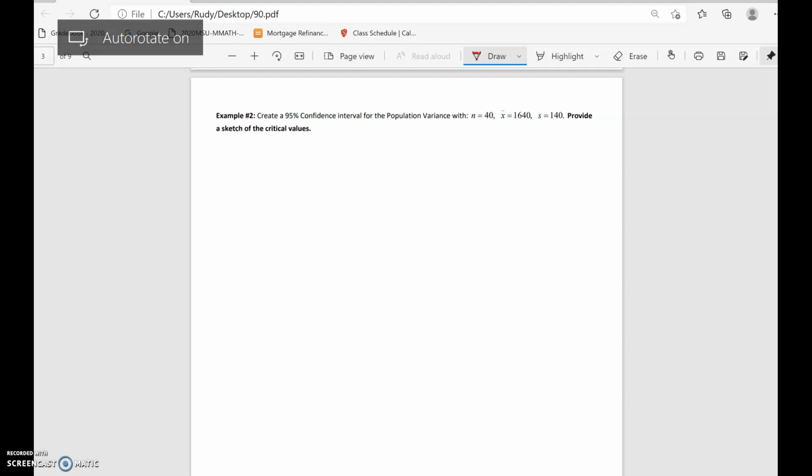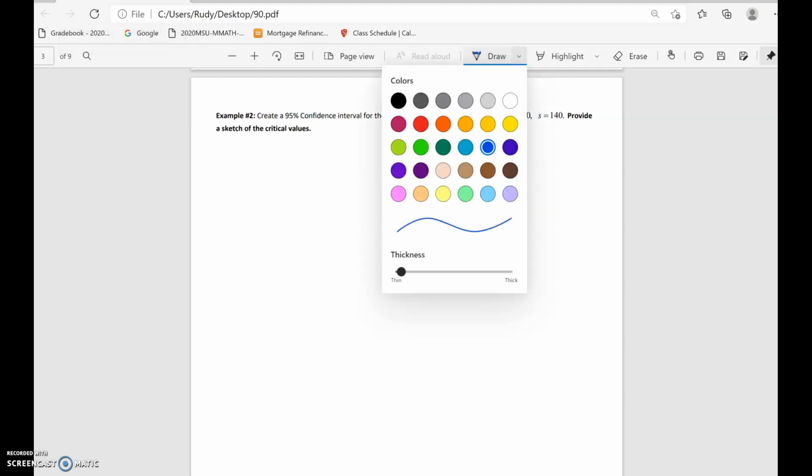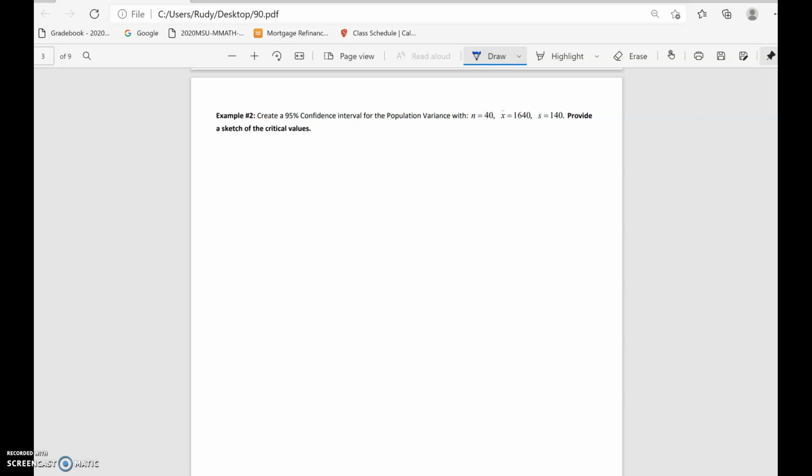Hi class, let's take a look at example 2. And the first step on example 2 is to identify what they're asking. So we're looking at a 95% confidence for the actual variance. So this will be sigma squared. And they want us to provide a sketch for the critical values. So let me just create the sketch.